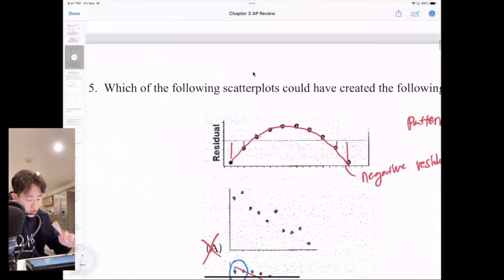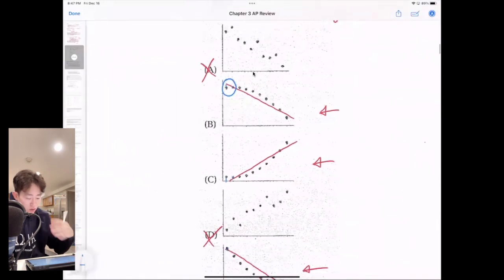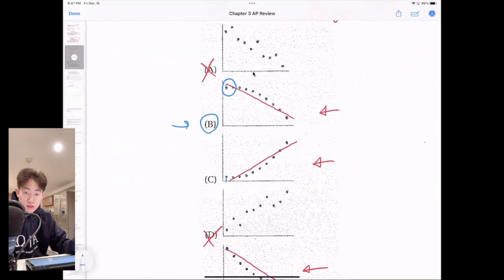In the beginning, because the dot is below the line for the residuals, it means that the actual has to be below the line. So the only one that actually follows that relationship is going to be B. And therefore, it's going to be B for the answer.